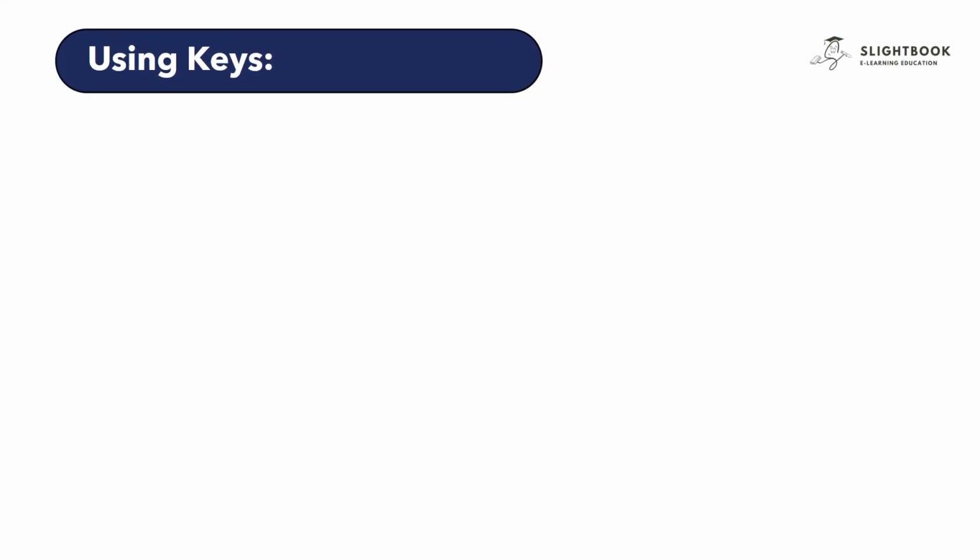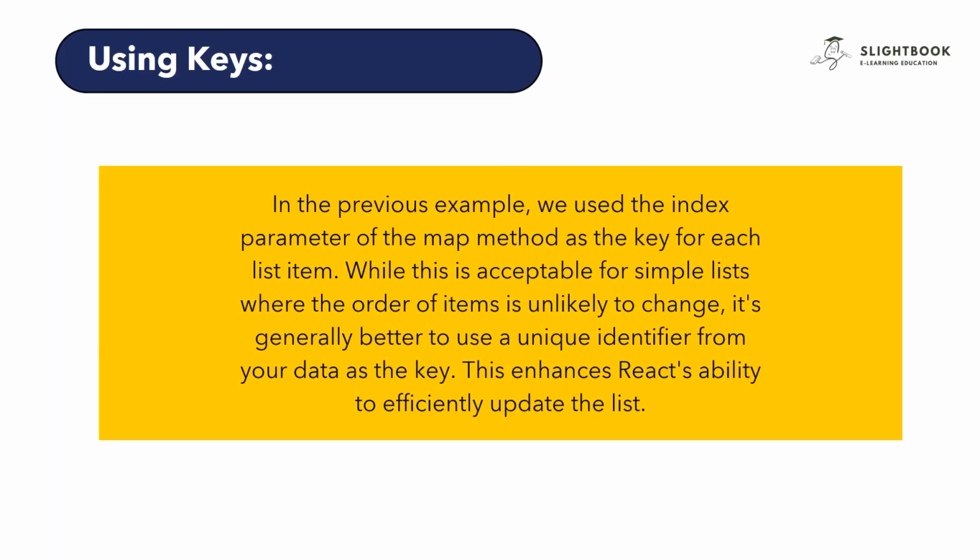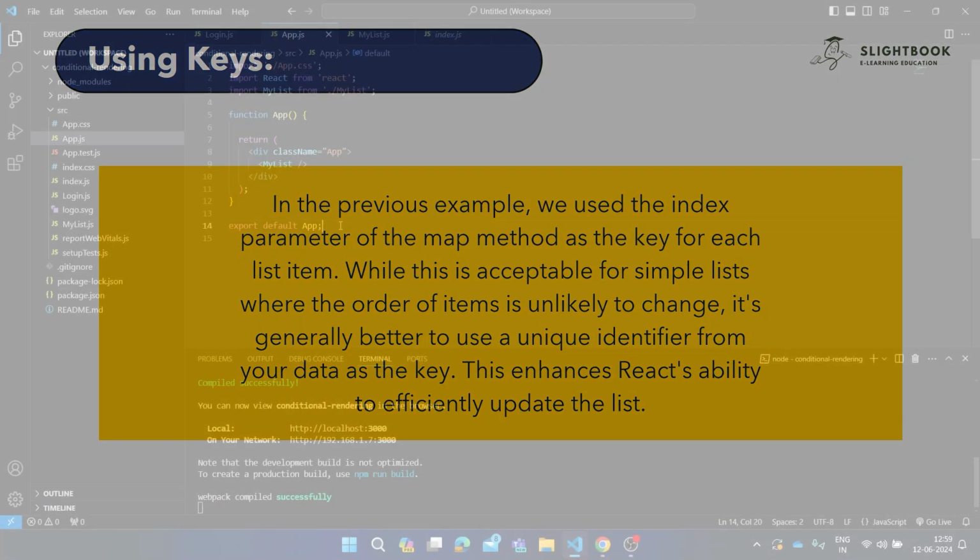Using keys. In the previous example, we used the index parameter of the map method as a key for each list item. While this is acceptable for simple lists where the order of items is unlikely to change, it's generally better to use a unique identifier from your data as the key. This enhances React's ability to efficiently update the list.